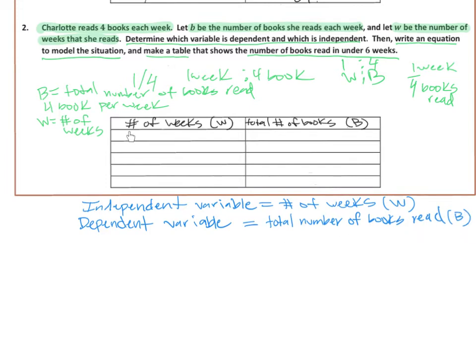So we went ahead and we labeled the table. On one side, the very first column is labeled number of weeks, or W, our independent variable. And the second column to our right is total number of books, B, which is our dependent variable. We are not finished though.